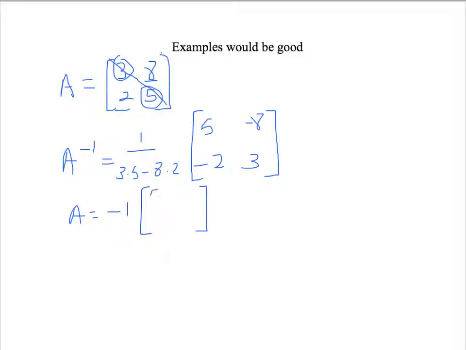And I am going to multiply that by this matrix. And so my inverse is, I keep forgetting that little notation, negative 5, 8, 2, negative 3. So there's an example on how to find the inverse of a matrix.